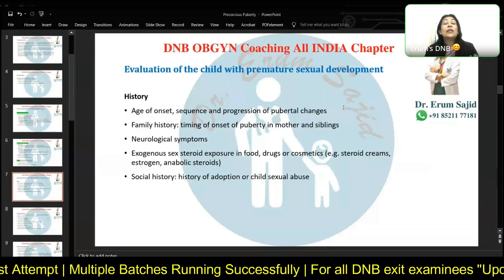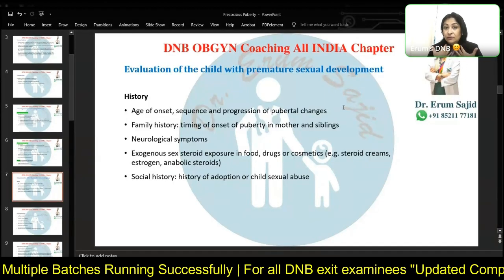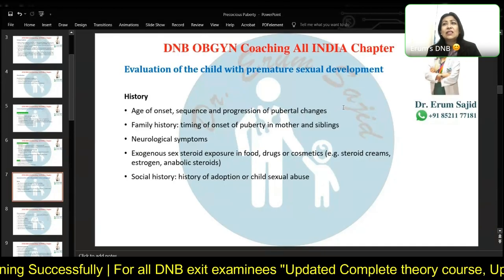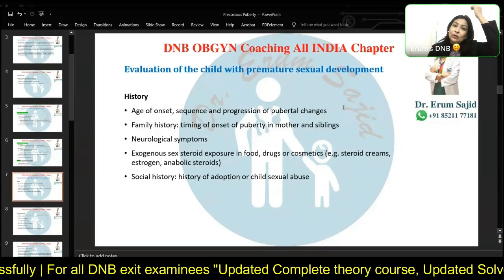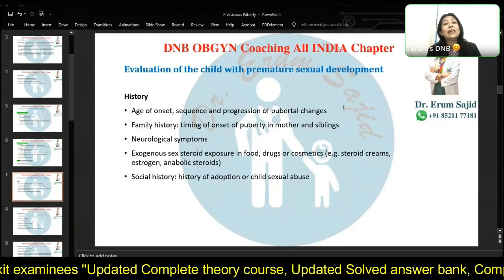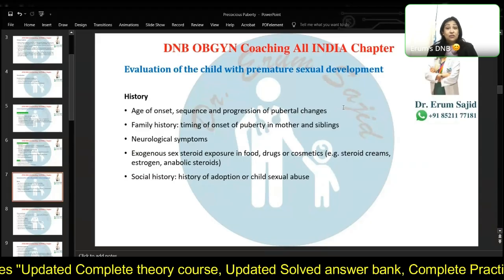Then you start seeing the thyroid. Is there any thyroid swelling, is there a puffy face? If there's anything like alopecia, frontal balding, what does that tell you? What does that tell you, guys? See, so many viva questions.